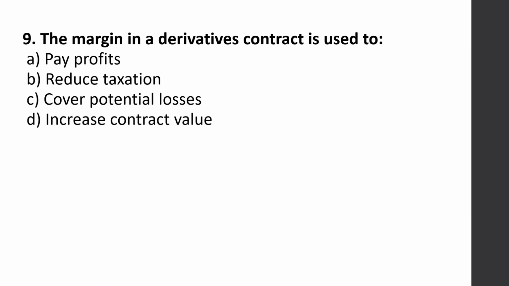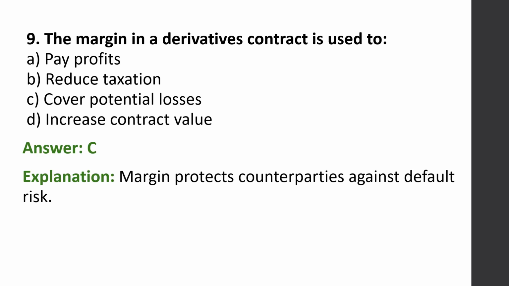Next question. The margin in a derivatives contract is used to option A pay profits, option B reduce taxation, option C cover potential losses and option D increase contract value. Correct answer is option C cover potential losses. Margin protects counterparties against default risk.